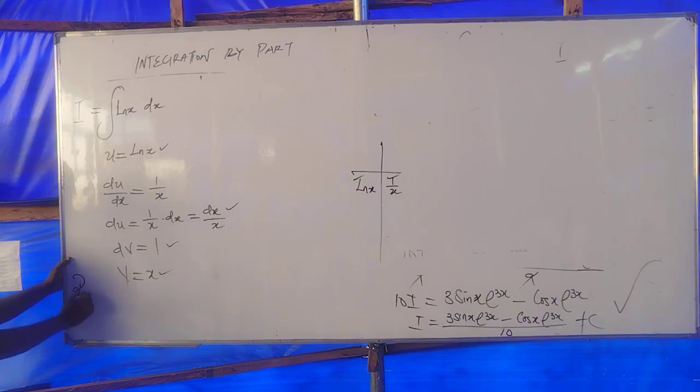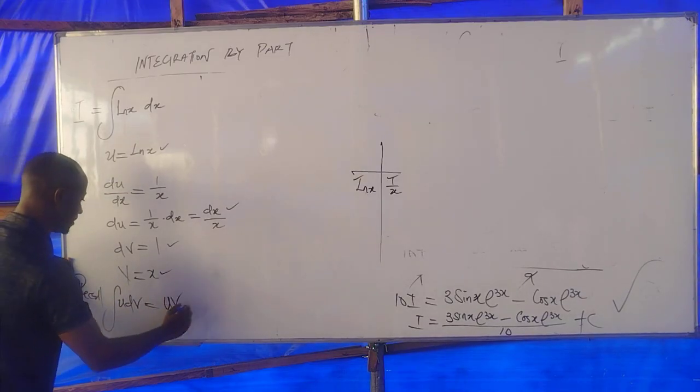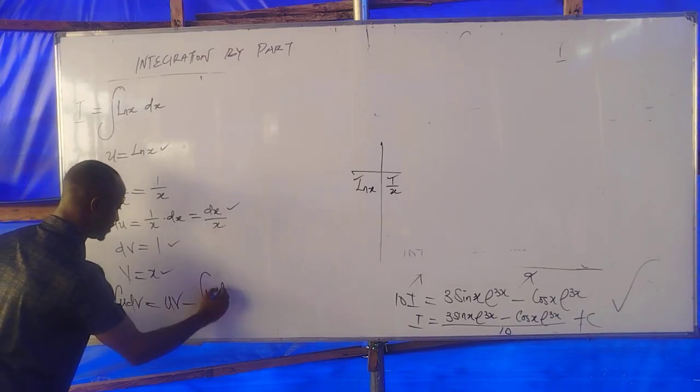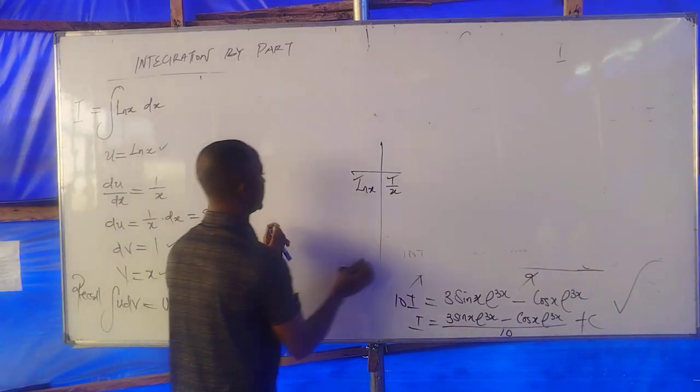Recall that the integral of u dv equals uv minus the integral of v du. This is the formula for integration by parts.